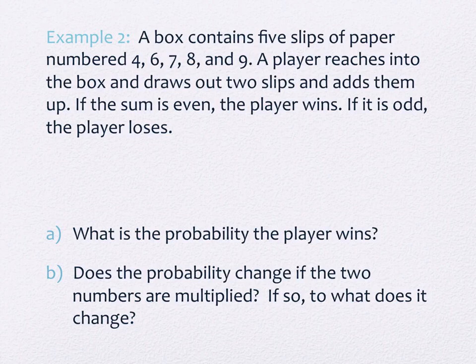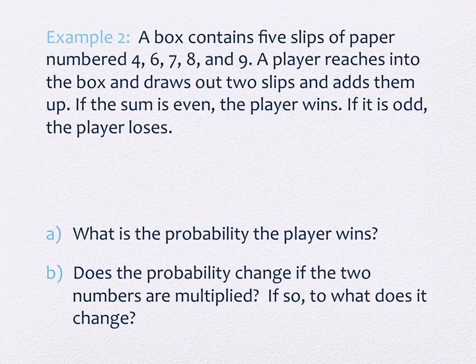So we've got a box that contains 5 slips of paper, numbered 4, 6, 7, 8, and 9. A player reaches into the box and draws out 2 slips of paper, and he adds them up. Okay, can you picture what he's doing? If the sum's even, he wins. If it's odd, he loses.